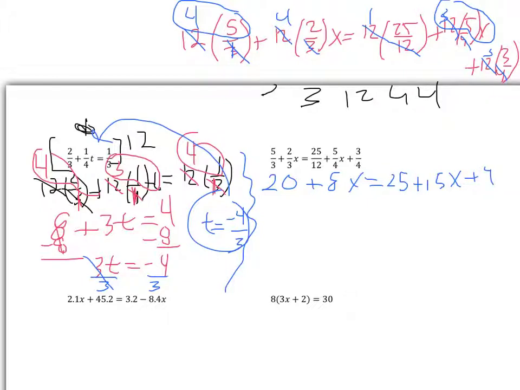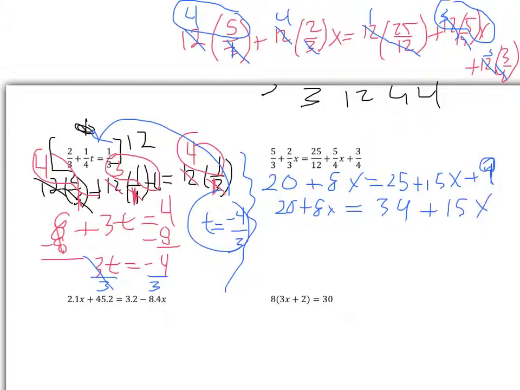So now that we've gotten rid of all of the denominators in the fractions, we can go ahead and simplify by combining like terms on an individual side. On the left side, there's nothing to combine. We still have our 20 plus 8x equals 25 and 9, which is going to give us 34 plus 15x.